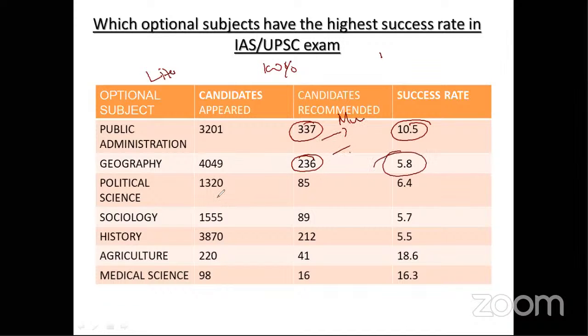Similarly for political science, 1,320, 85 candidates. See, this is not constant. This is not the same for each and every year. ये सेम नहीं रहेगा हर साल के लिए, ये चेंज होते रहता है. सो ये चेंज कैसे होता है?